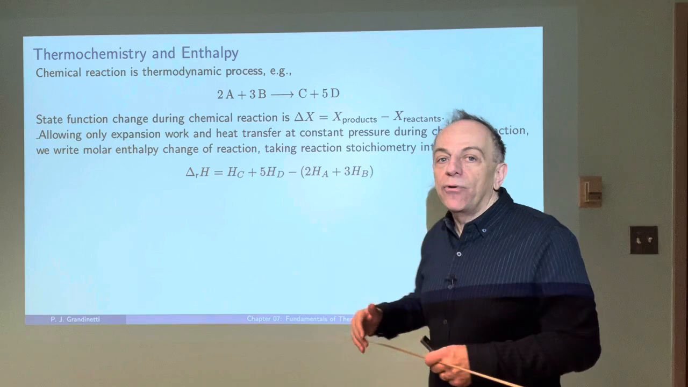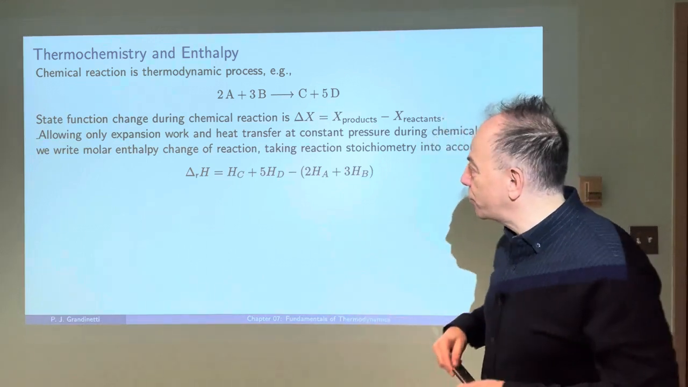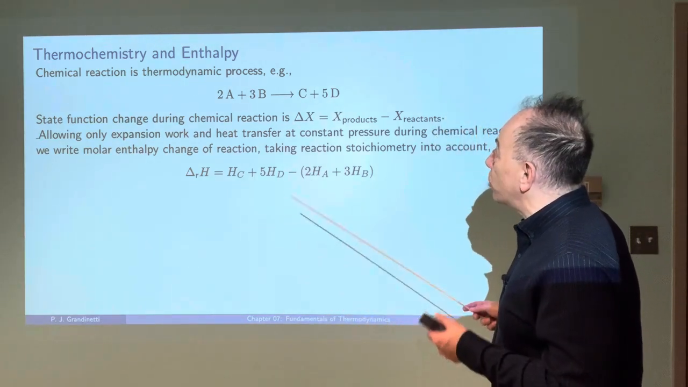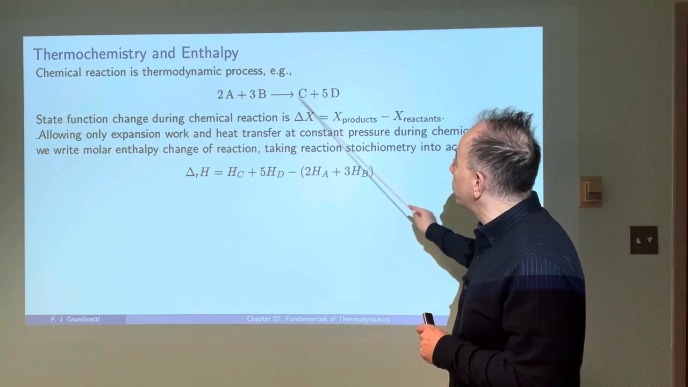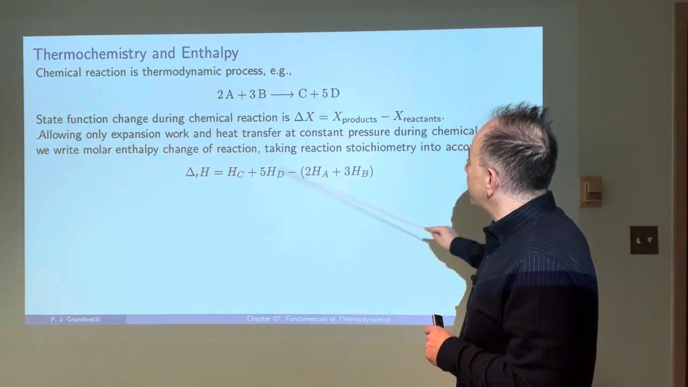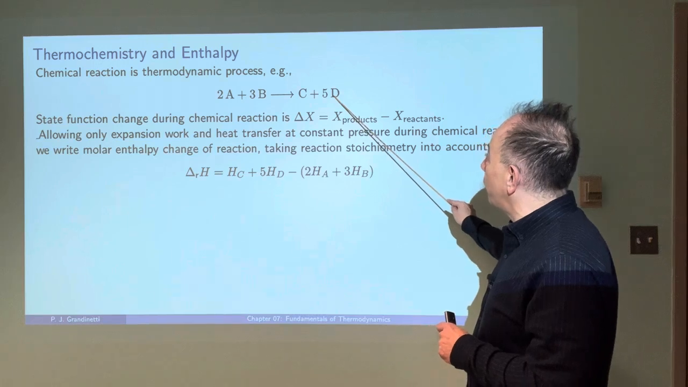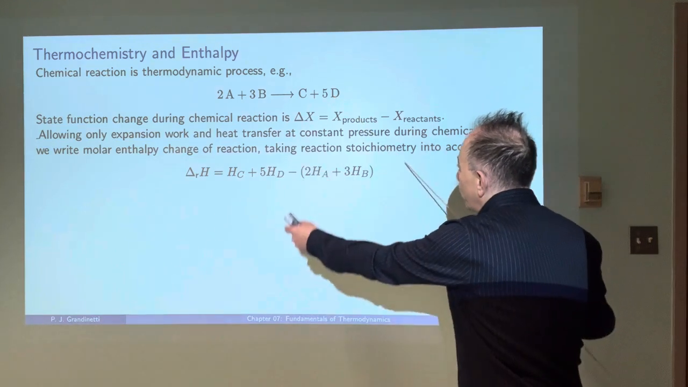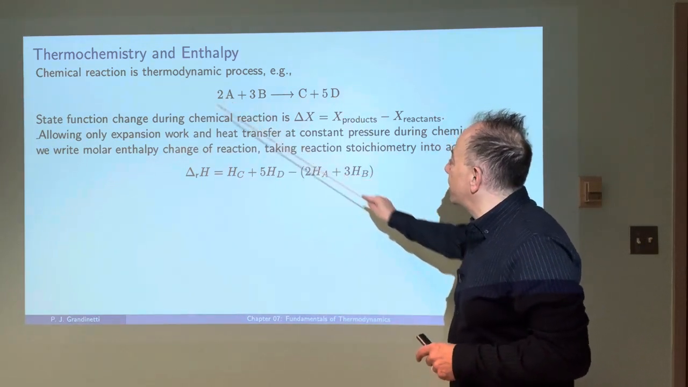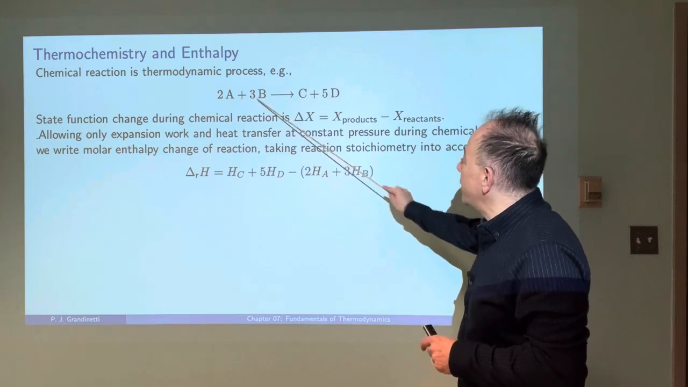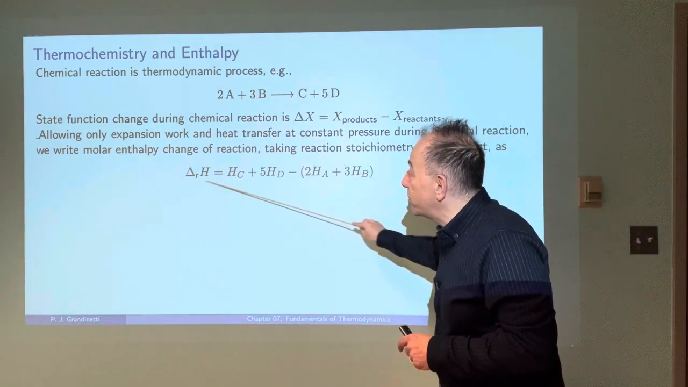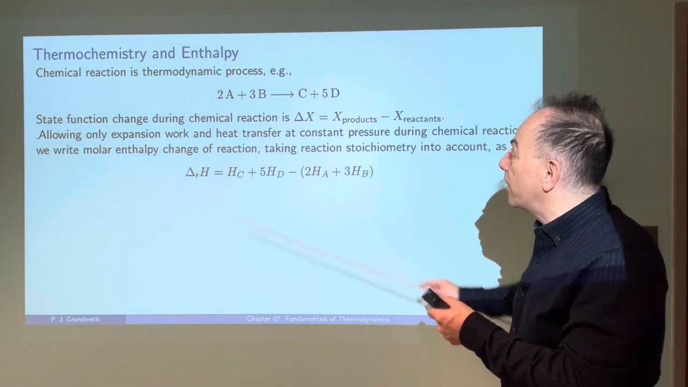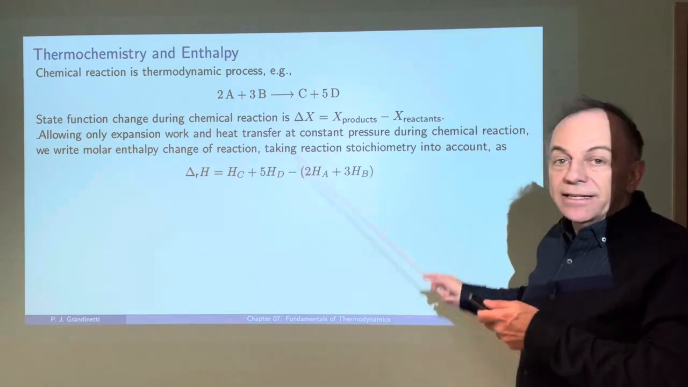So an example under, say, constant pressure conditions, we would write the enthalpy change for this reaction as the products, so the molar enthalpy for C plus 5 times the molar enthalpy for D, minus, and then in parentheses, 2 times the molar enthalpy for A plus 3 times the molar enthalpy for B, and that would give us the delta H for the reaction, the molar enthalpy change for that reaction in this case.